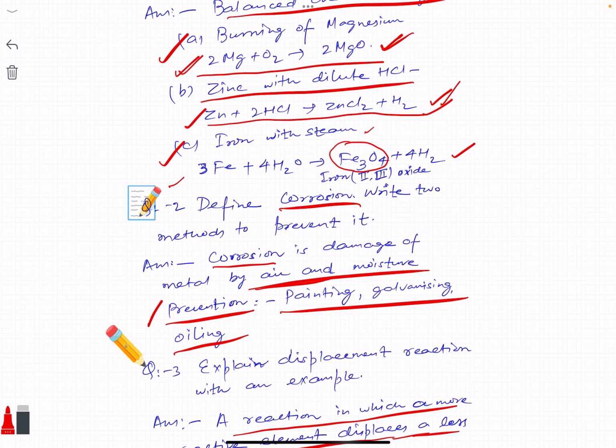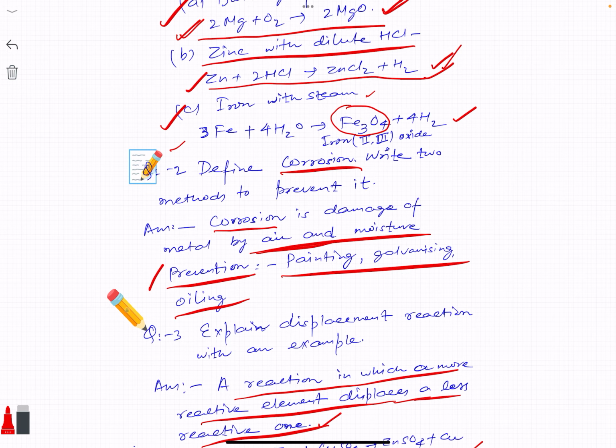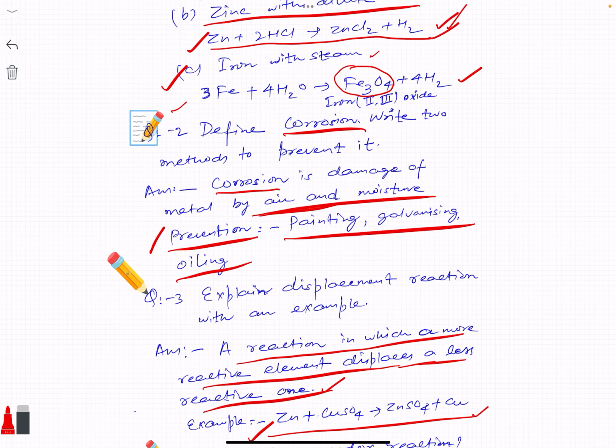Question number 2, define corrosion. Write 2 methods to prevent it. Answer: corrosion is damage of metal by air and moisture. Prevention is painting, galvanizing, oiling.